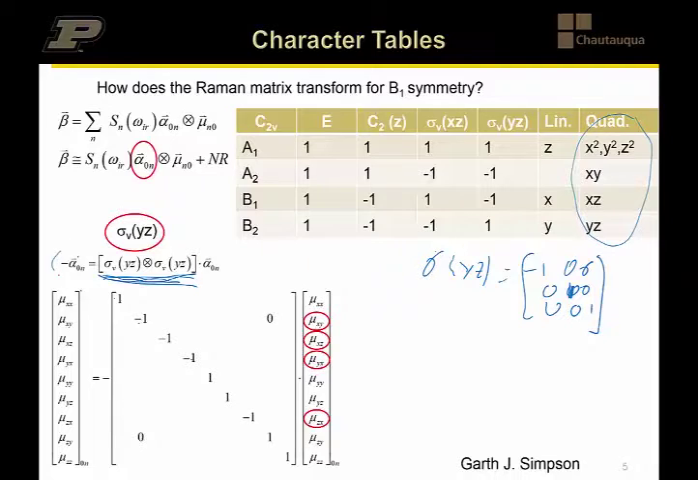So if we have an eigenvalue of -1, which of these recovers a -1 value? You can see that that's going to correspond to mu xy. This actually shouldn't be mu, these should be alpha. Alpha xy, alpha xz, alpha yz. All of these ones in circle correspond to a -1 upon performing the sigma yz symmetry operation.